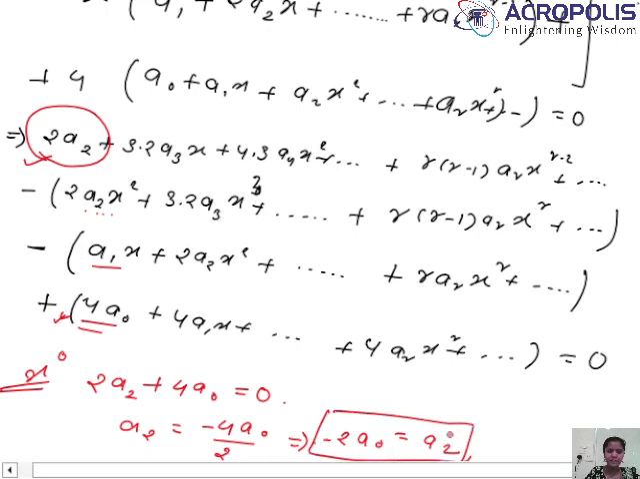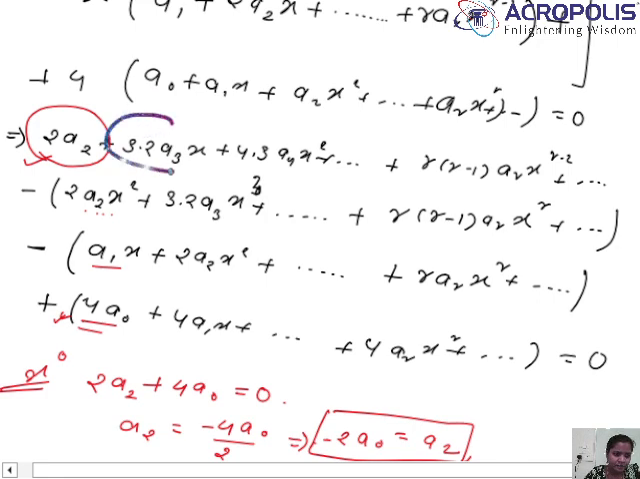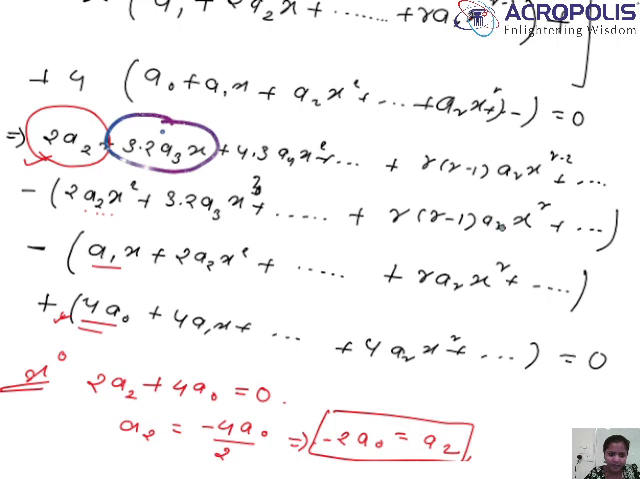Similarly, now we will equate the coefficient of x to the power 1. See, what is the coefficient of x to the power 1? In this series, there is no term containing x to the power 1 in the first part. Here, this is containing x to the power 1 and this is containing x to the power 1. Now, we write these terms.